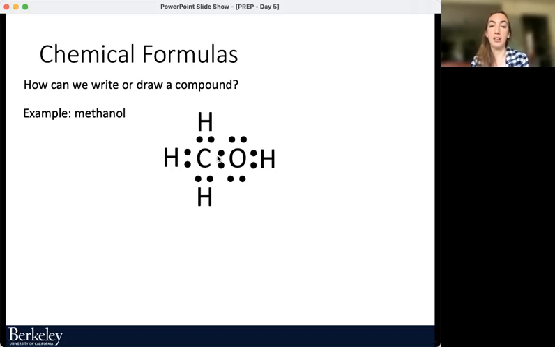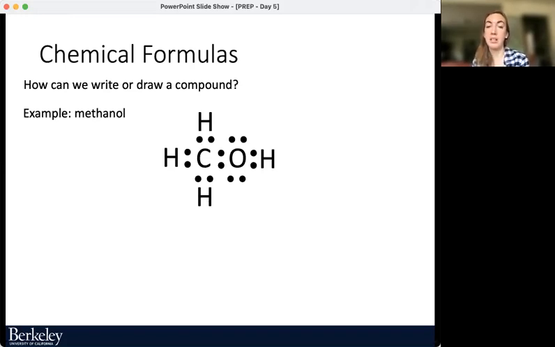And so methanol has carbon with 4 bonds. So it has 1, 2, 3, 4 bonds. So it has a full valence shell. And then oxygen has 2 bonds. It has 1 bond with carbon and 1 bond with hydrogen. So it's happy, it has a full valence shell. And then all of these hydrogen atoms have 1 bond each. They have 2 valence electrons. For them, that's a full valence shell, so they're happy.